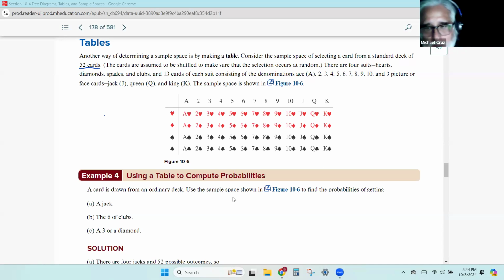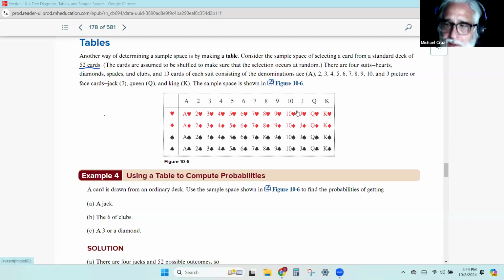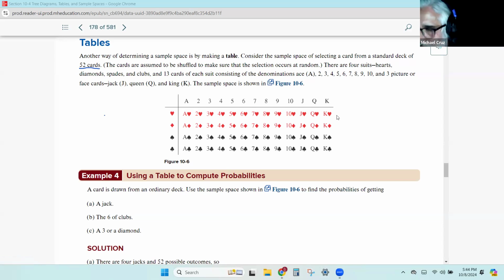All right. So let's see if we can handle this. Ace is like the first one, and then all the other ones are numbered up to 10, and then jack is 11, queen is 12, and the king is the 13th card, 4 times. So let's see if we can find out some of these things.